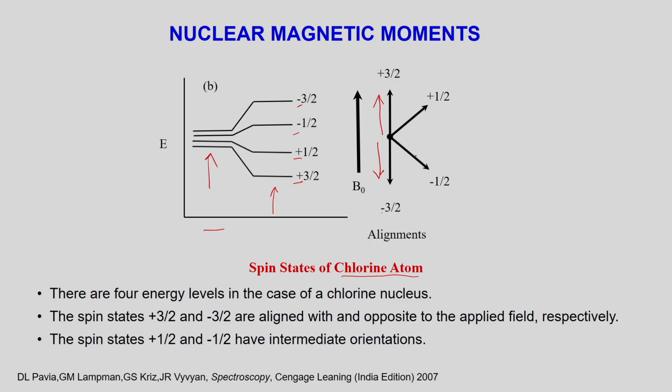Now, plus half and minus half are also similar, but the orientation is a bit changed. It is somewhat in this direction, not perpendicular, and it is somewhat opposing, but in a different manner. So, these are the alignments of the different spin states. We call these the intermediate orientation. Okay. This is very important when you study chlorine NMR.